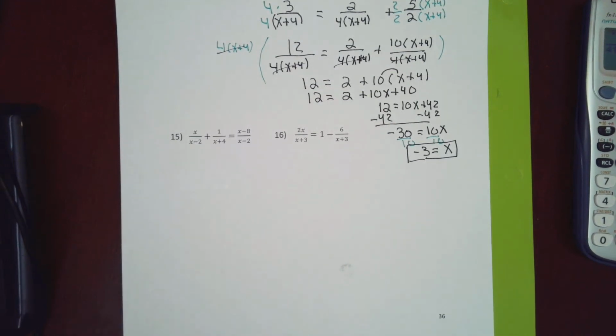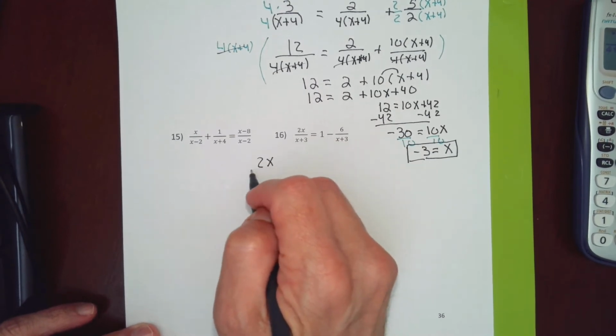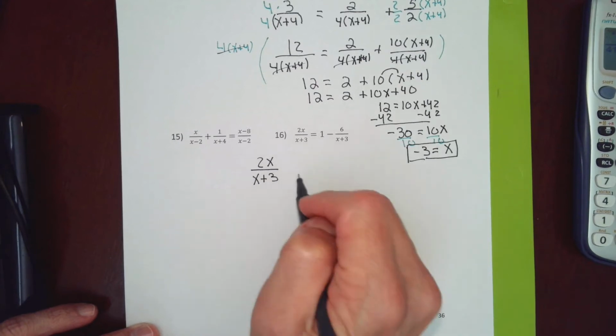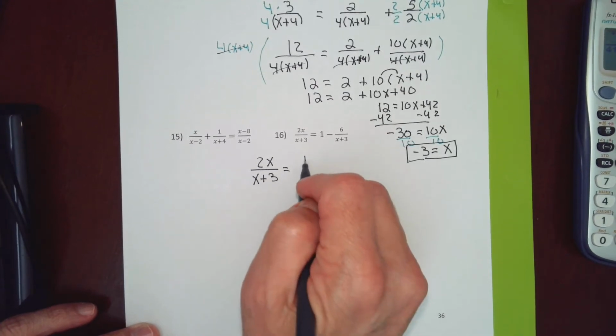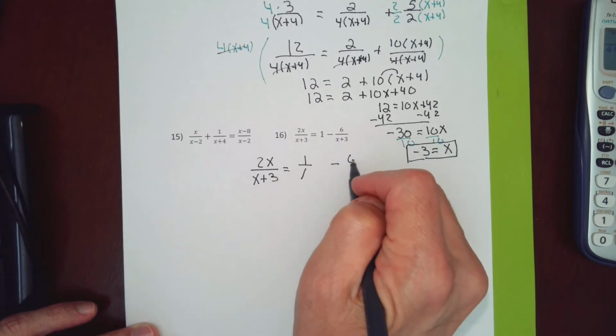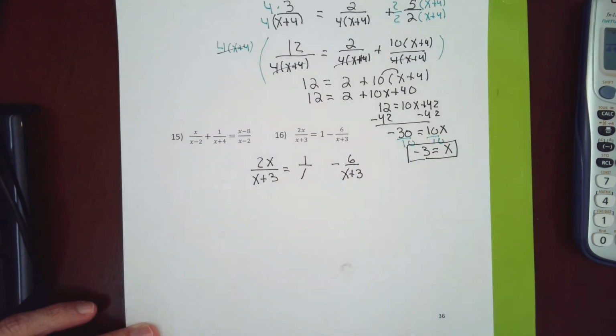Going to do part 2 of this video. Eventually, I'm going to get to answers that can't be included in my solution. For 16, two of the denominators are already identical at x plus 3. That's a good place. The 1 that was in the problem wasn't a fraction, so I made it a fraction.